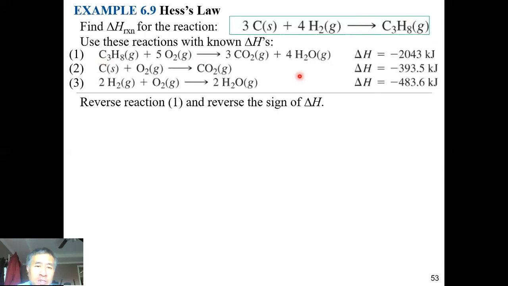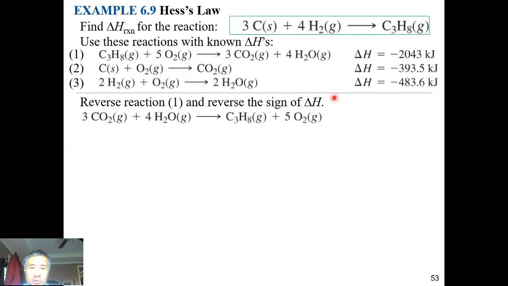So we are going to reverse equation one. Before reversing, we have 3CO2 as a product and 4H2O as a product. Now we are going to write them as reactants. So we write the initial products as reactants, but keep the numbers. That's the reverse of equation one. Again, why do you want to reverse this one? Because you need this C3H8 on the right side of the arrow. Now this C3H8 is on the right side of the arrow.